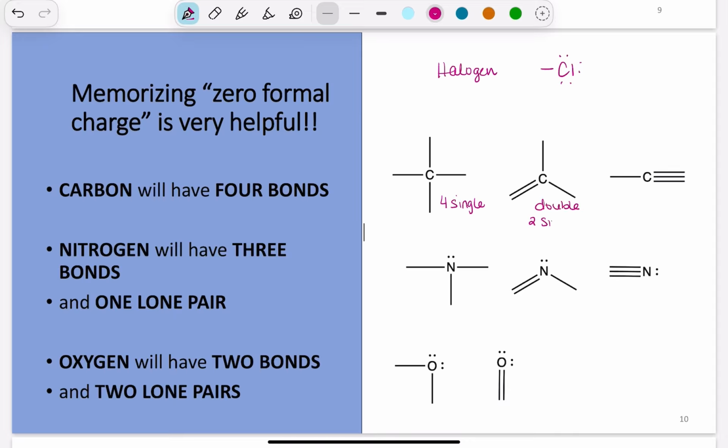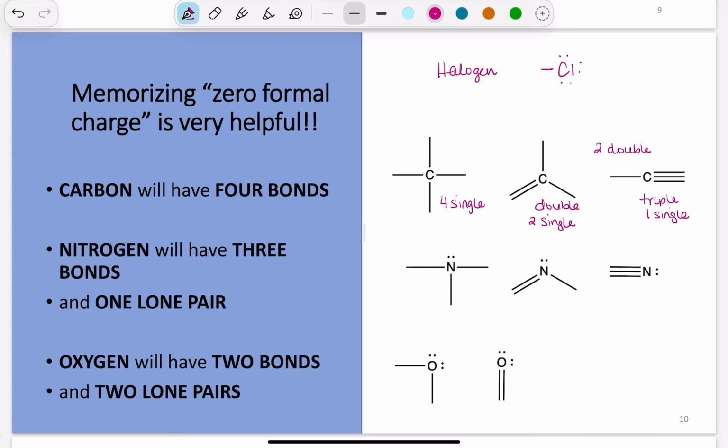It could be a double and a single, or a double and 2 singles. I apologize. It could be a triple with 1 single. It could even be 2 doubles. If I see carbon having any combination of 4 bonds, I know it is a 0 formal charge, and I'm not even going to count it at that point because I just recognize it.